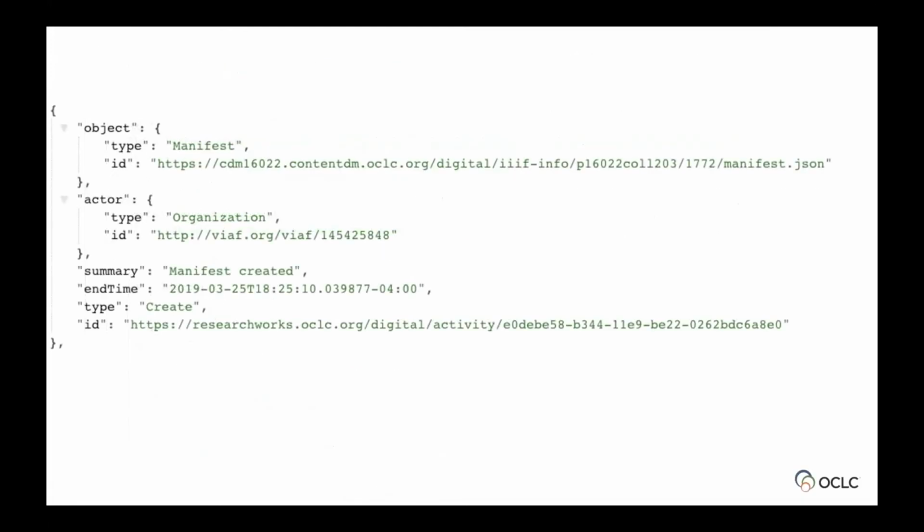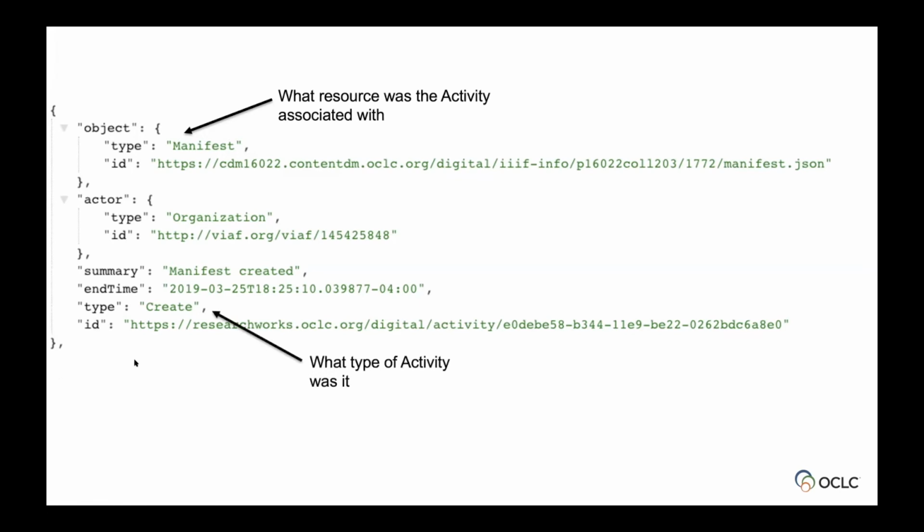So looking at one of those activities in more detail, this is the resource that was acted upon by this activity. This happens to be a link off to a IIIF manifest, just indicating within the activity, this is the thing that was acted upon. There's a type field, which indicates what type of activity this was. In this case, it happens to be a create. You can also have update and delete activities.